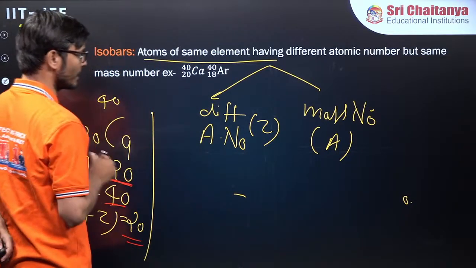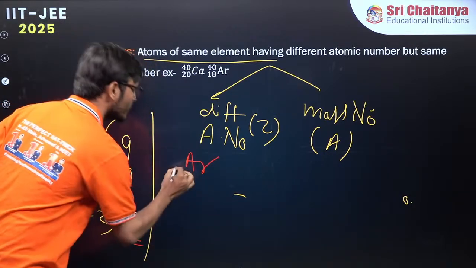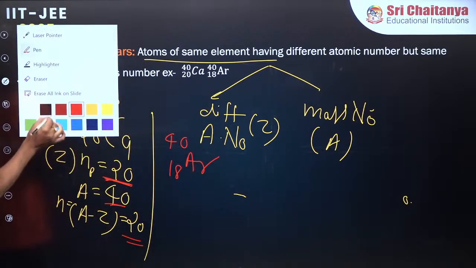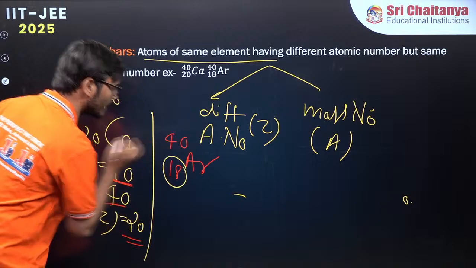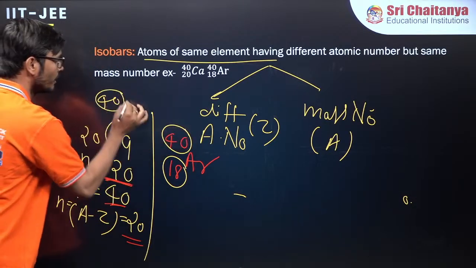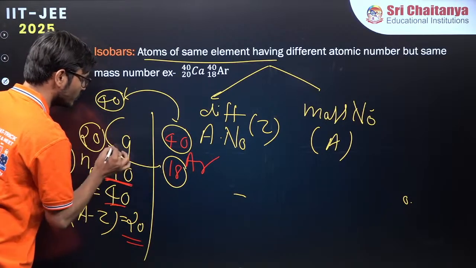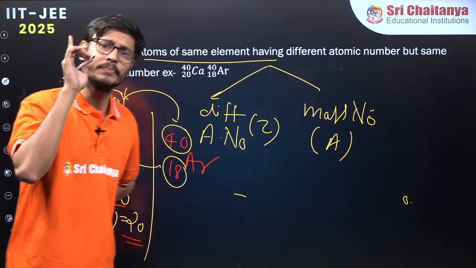Other example I am taking is argon. So let us talk about argon. So this is 18 and 40. Now again, let us write the same thing. So according to the definition, different atomic number 18 and mass number 40. You see, the mass numbers are same but the atomic numbers are different.